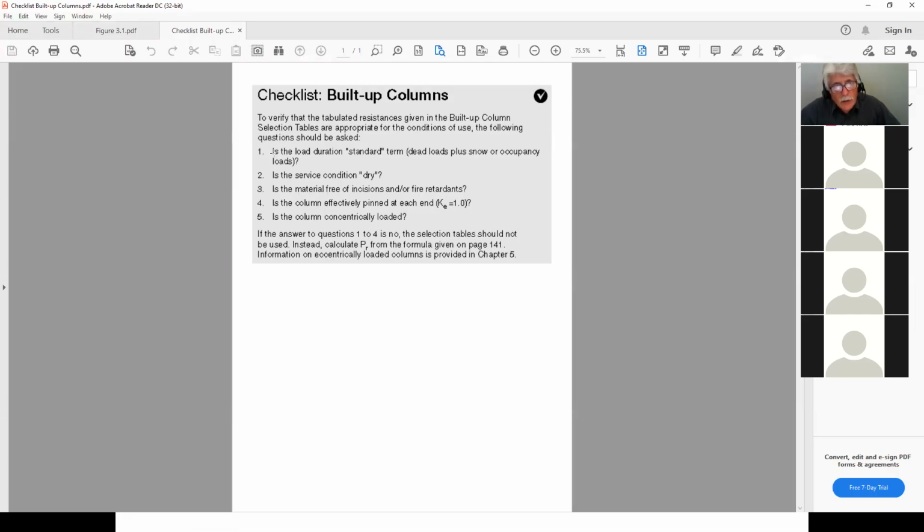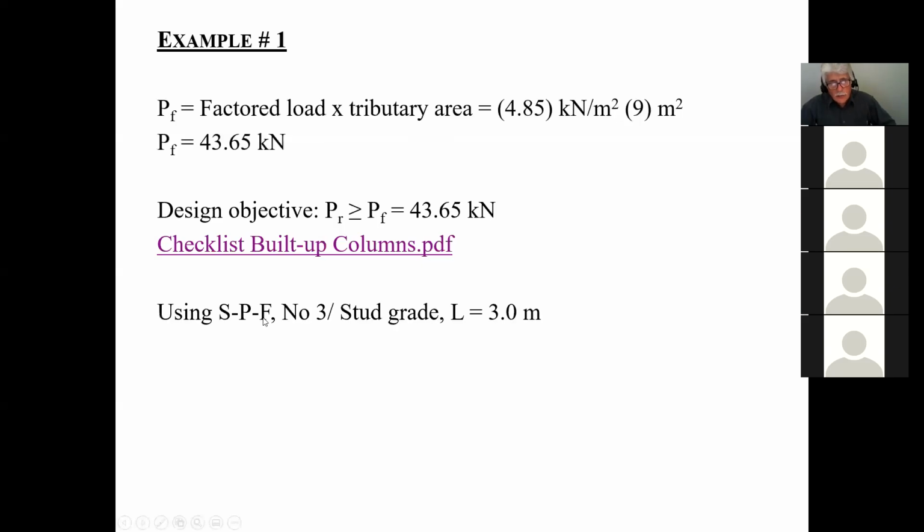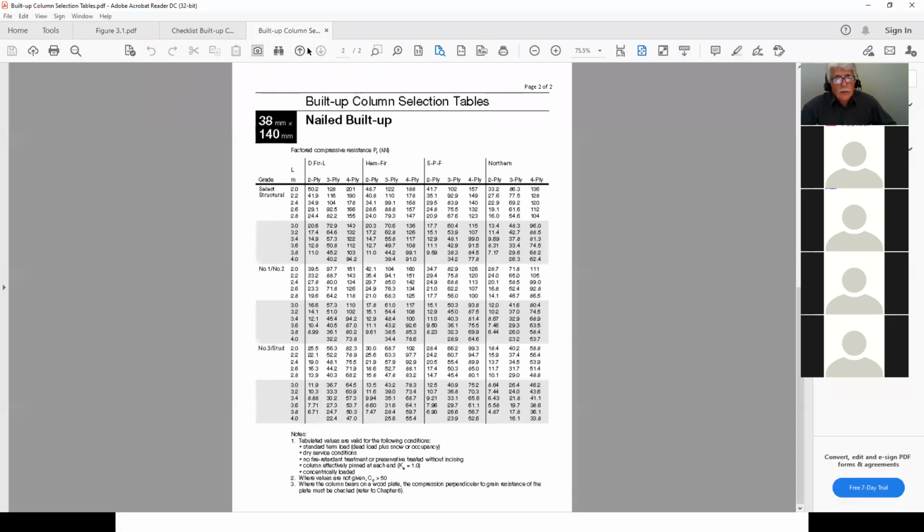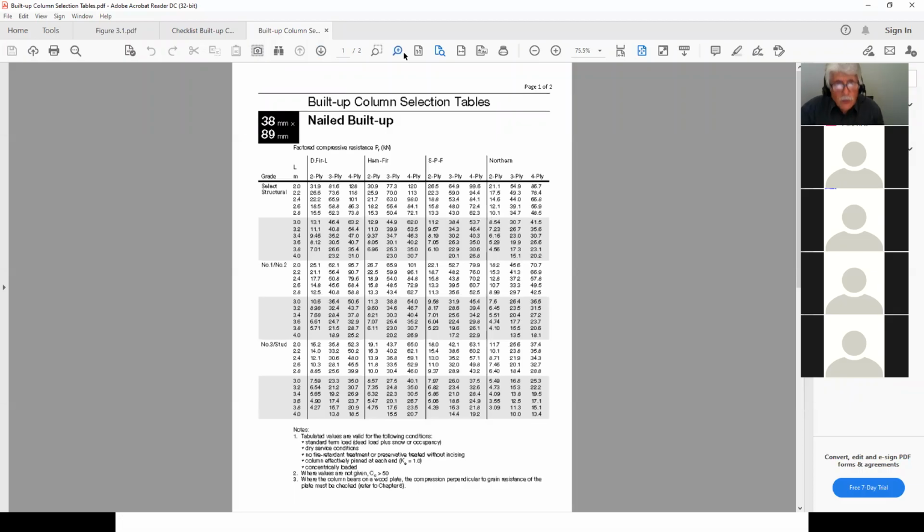This is the low duration standard. Yes, yes, yes, yes, yes, yes. So that means I said yes to all these questions. And of course, therefore, I go with an SPF number 3 with a length of 3 meters. I go to the built-up columns. And of course, now I start with a 2x4. Now let's see what's going to happen with a 2x4.